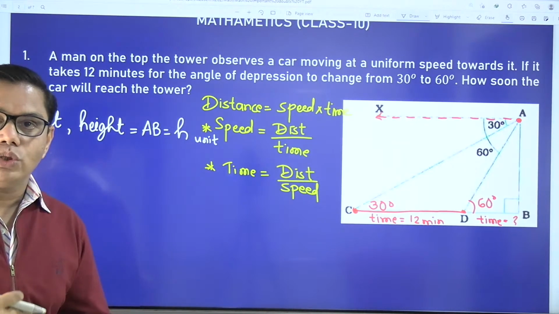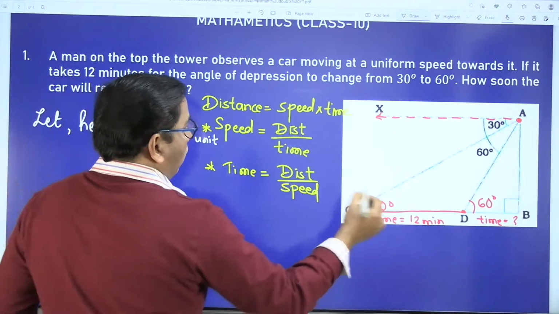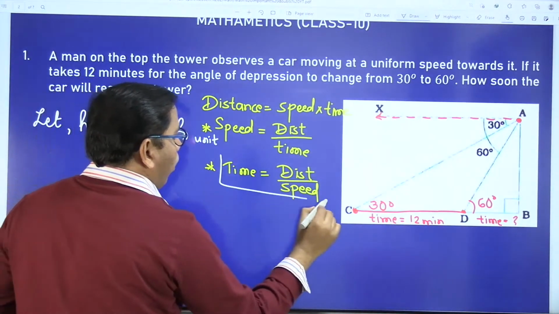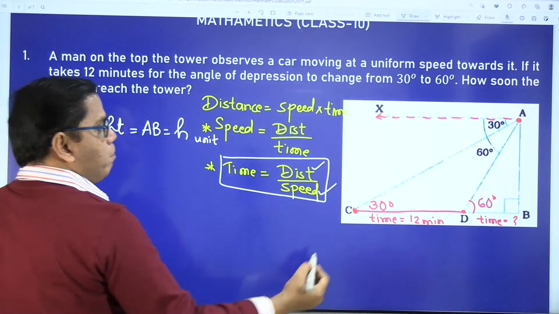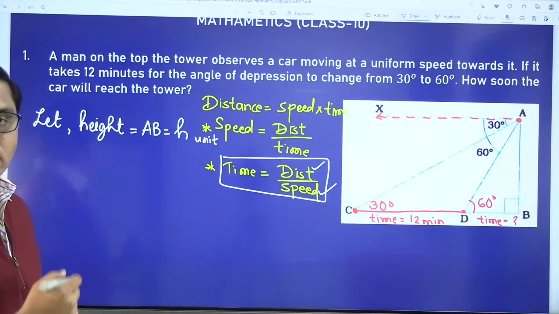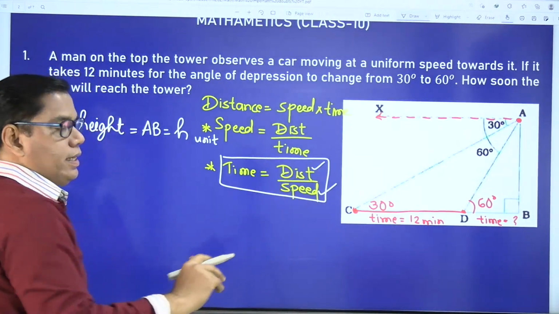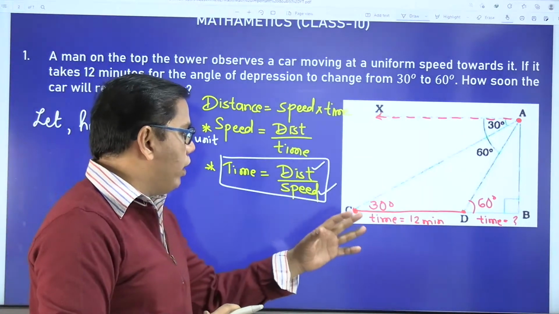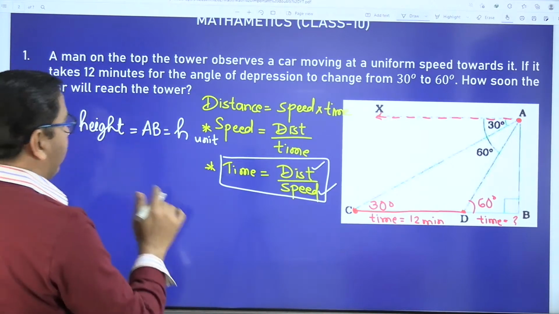Now I will try to solve this sum. Now generally, how do we solve this sum? So time I have to find. For this time I need what? To find out time I need distance and I need speed. So the distance is what? BD. Can I find BD? The answer is yes, I can find out BD. And also I have to find out CD. So how am I going to find distance as well as time? Okay, now see here carefully.